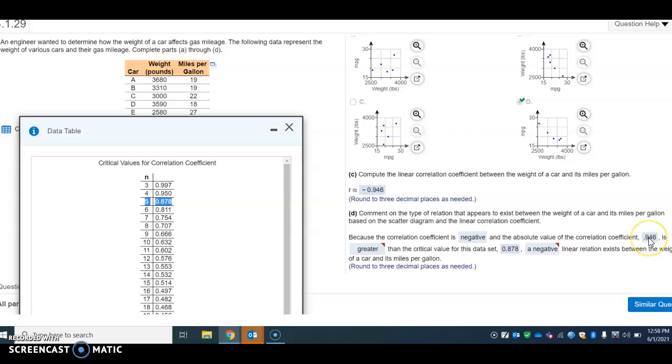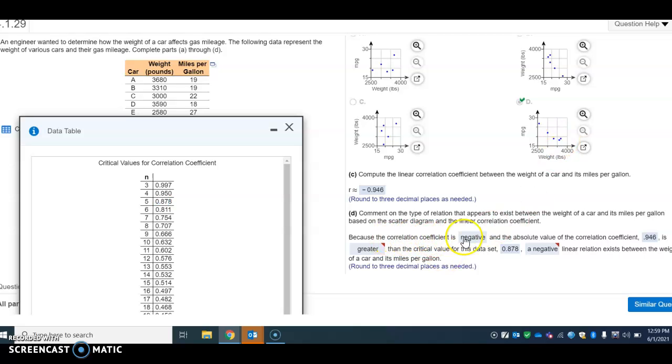Now I compare the 0.946 to this value 0.878. As long as my original correlation coefficient is greater than 0.878, this is telling me that these points form a pattern that's close to a straight line. The R value tells you kind of how close you are to a straight line. As long as it's greater than this 0.878, we know we have a pattern that's pretty close to a straight line.